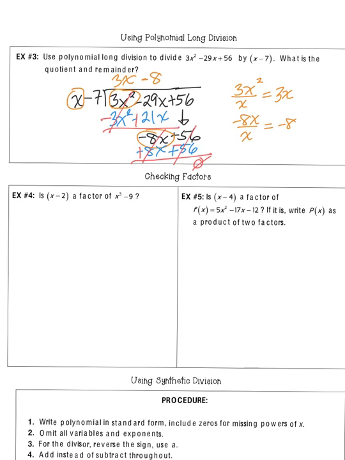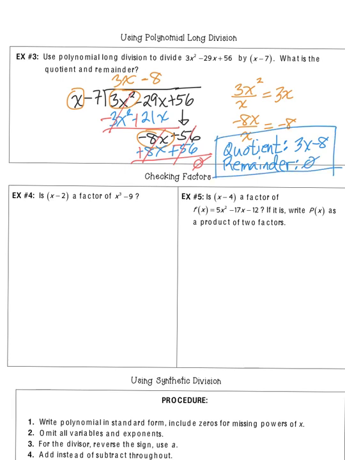So your quotient, just the quotient, is 3x minus 8, and your remainder is 0. So this is the answer that they are looking for.